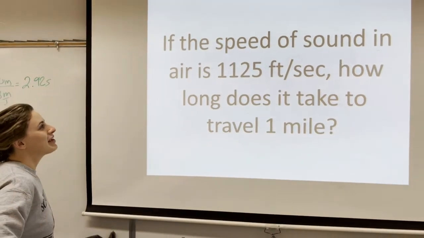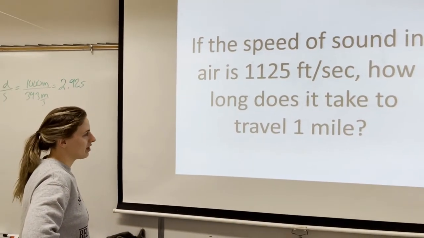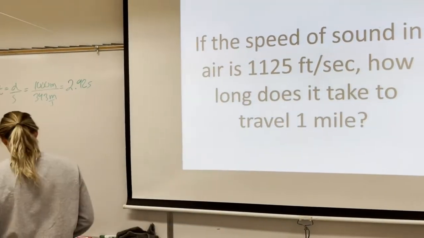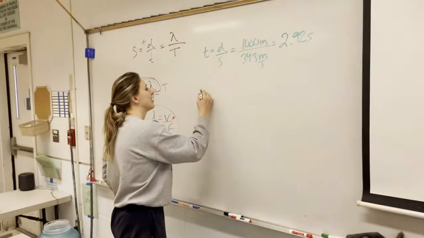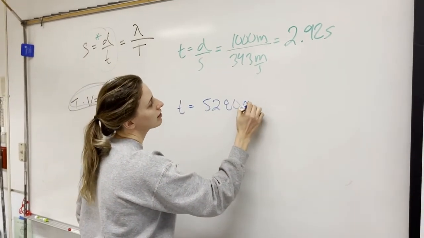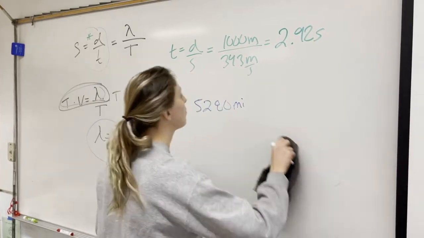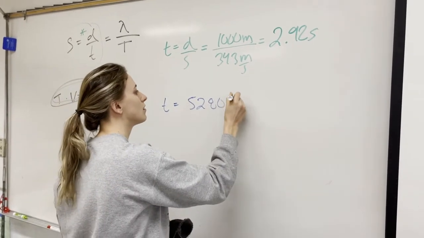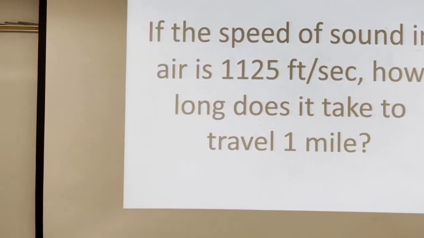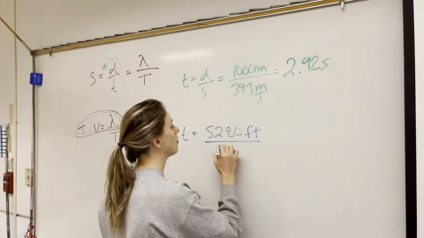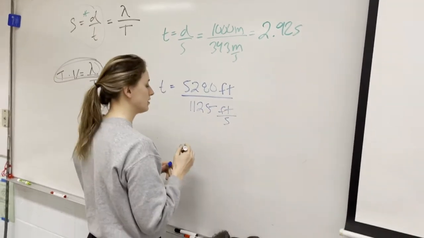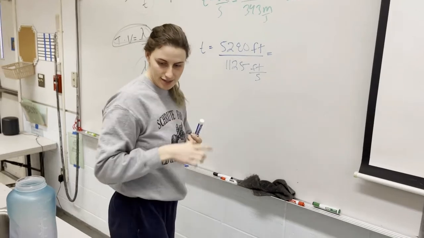Anyways, okay. If the speed of sound in air is 1,125 feet per second, how long does it take to travel 1 mile? Because this is how we think, right? 1 mile is 5,280 feet, so that's the distance. The speed goes on the bottom, 1,125 feet per second. That's going to give us the seconds we want for our units.